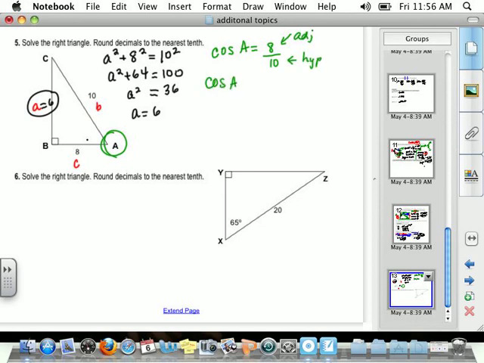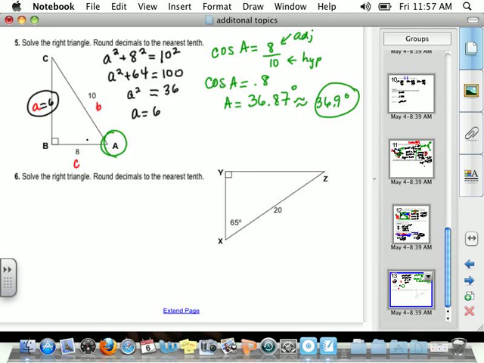So let's say I'm trying to find angle A. Based on angle A, 10 would be hypotenuse, 8 would be adjacent. So what do I need to use to find angle A? I need to do cosine, adjacent and hypotenuse. So cosine of angle A is adjacent, which is 8, over hypotenuse, which is 10. So I have cosine of angle A equals 0.8. I need to get rid of my cosine, I need to solve for A, right? So I'm going to do inverse cosine.